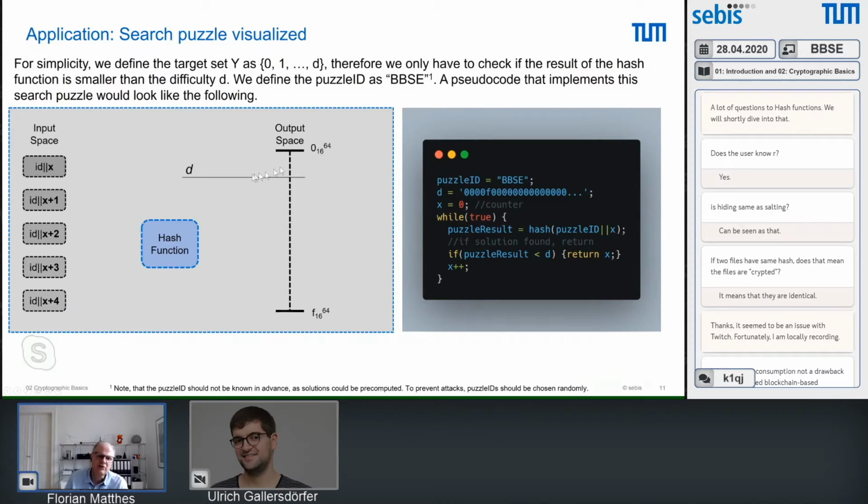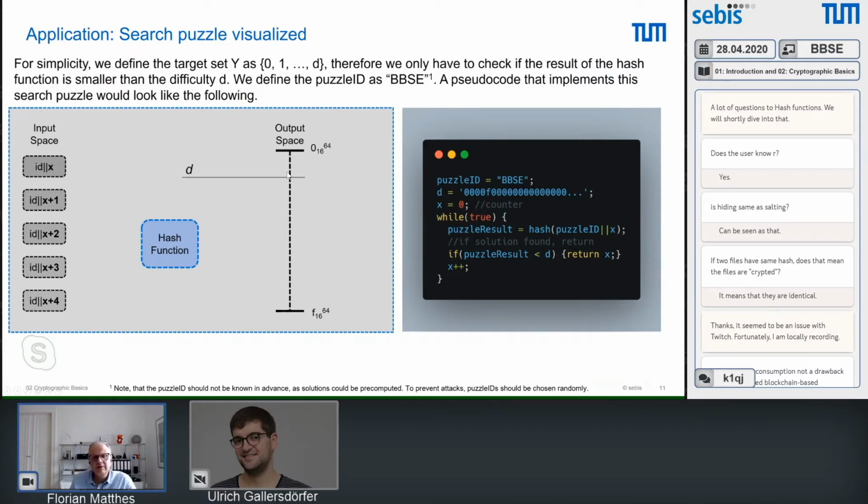Now we could limit the search space by saying we only accept a certain subset of these values. They should, for example, always start with zeros, so that the search space is not the full result, but a very tiny subset of the full space. Since it's a hash function, the only way to solve this puzzle is to try out different values: 10 values, 100 values, 1,000 values, a million values. We concatenate the ID with our test value, compute a hash for each of these values, and look where the result lands in this output space. Only if we have a hit in the target space, which is limited here, we have a winner.